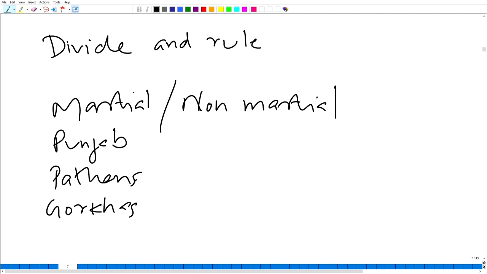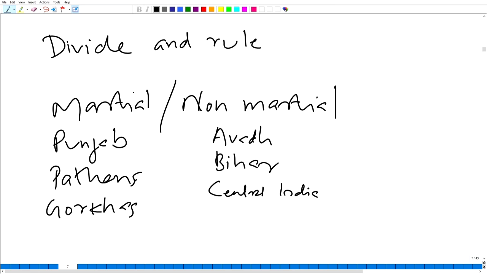Punjabis, Pathans and Gurkhas were largely recruited, while soldiers from Awadh, Bihar and central India actively participated in the rebellion of 1857 against the British. So, they were declared as non-martial and they were not sufficiently recruited into the British army, while the recruitment of Punjabis, Pathans and Gurkhas was given more importance. These were the major changes introduced in the army.